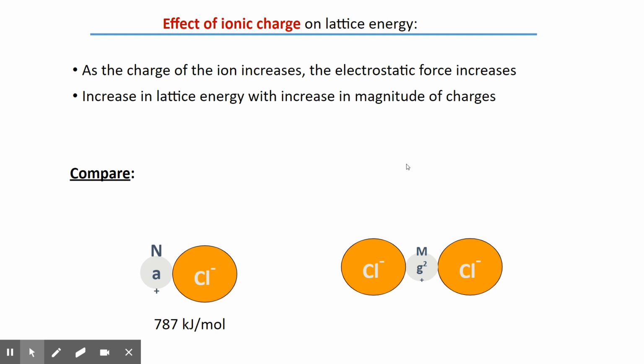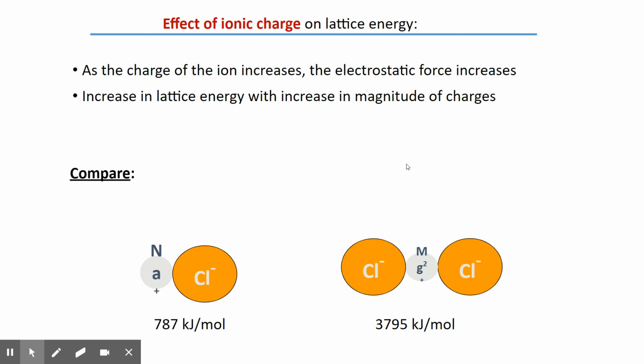For example, sodium and chlorine has 787 kilojoules per mole. If we look at magnesium with 2 chlorines, we have 3,795 kilojoules per mole. So the more the charge increases, the higher your lattice energy increases.